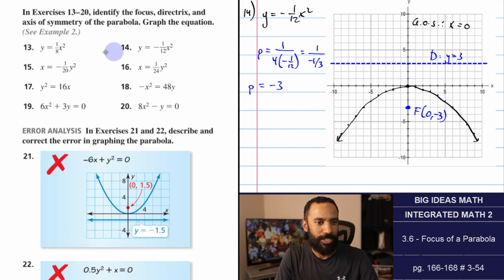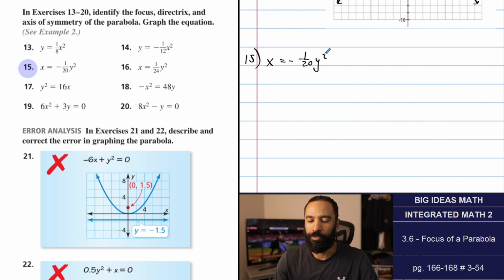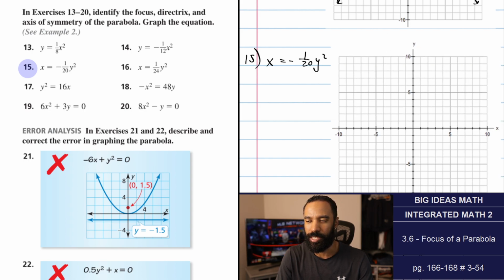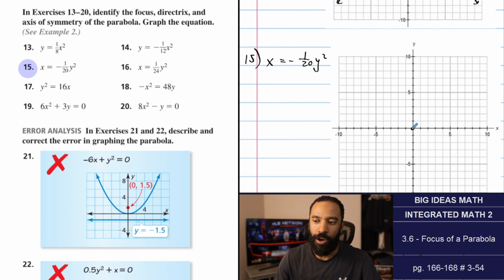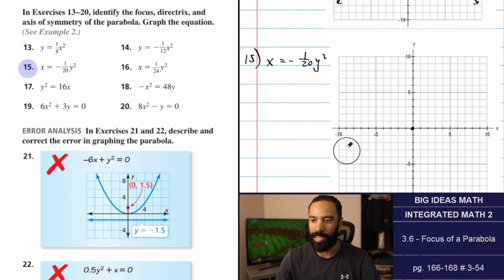Number 15. Some more on that stretch factor, compression factor, if you will. x equals negative 1/20 y squared. For these graphs, an x equals y squared either opens left or right. In this case, because the a is negative, it's a horizontal compression and it's going to open to the left. But the vertex is still at the origin. Now for your 1, 1, 2, 4, 3, 9, it's going to look like this in that direction. And we're going to horizontally compress some things. We're going to divide these numbers by 20. So 1/20th, 4/20ths, 9/20ths, things like that.